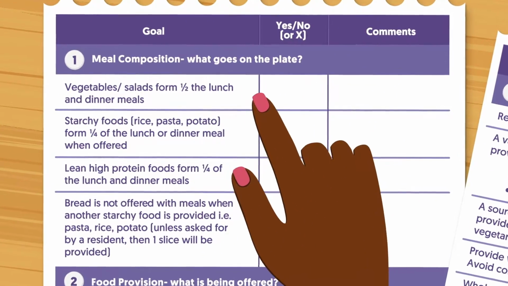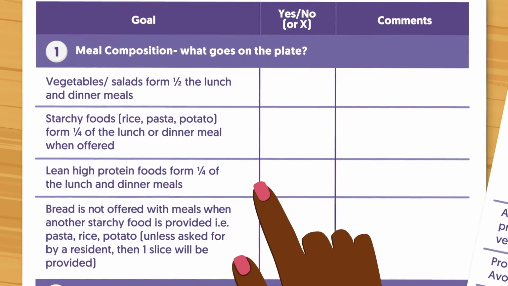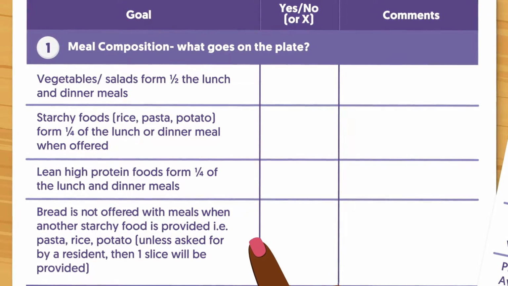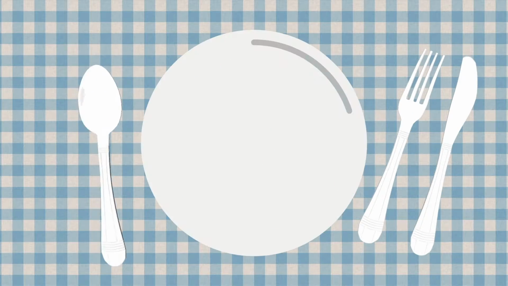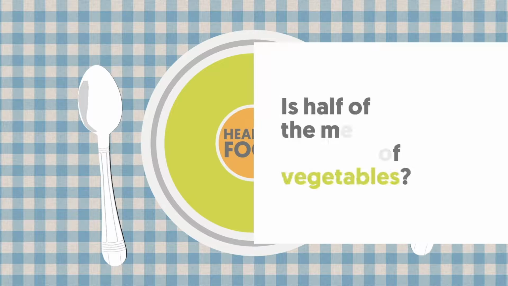This section looks at what goes on the plate, including the amounts of vegetables compared with proteins and carbohydrates. An easier way to see this is if we use this picture. What this graphic is meant to remind us of is that when you look at the meals you are serving, you'll need to ask yourself 4 questions.